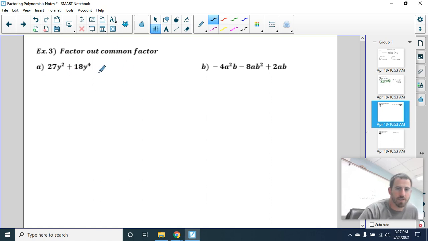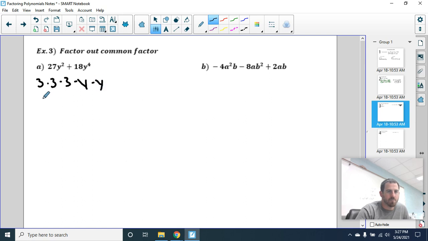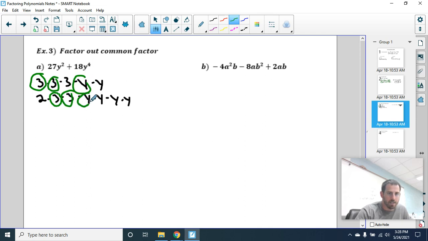We're going to do it the long way the first time, and then show you a little bit of a shortcut the second way. First way, breaking these both down. I have 3 times 3 times 3 times y, and then we have 2 times 3 times 3 times y times y. Okay, I'll get colorful again. We do the same thing. I have a 3, I have a 3. I got a second 3, I got a second 3. I got a y and y and a y and a y.